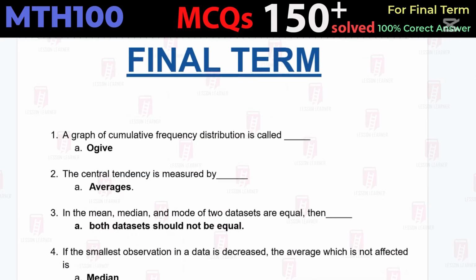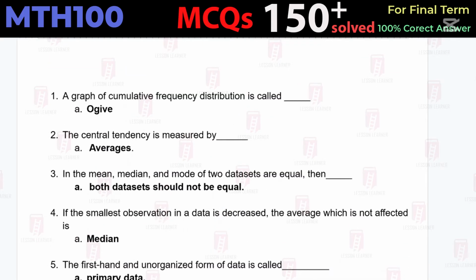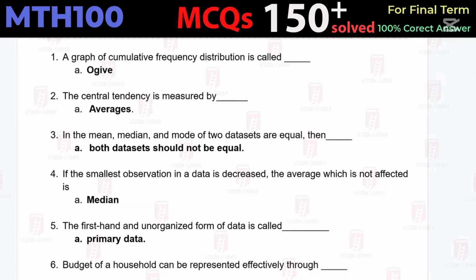First is: a graph of cumulative frequency distribution is called OGAIF. The central tendency is measured by averages. If the mean, median, and mode of two data sets are equal, then both data sets should not be equal. If the smallest observation in a data set is decreased, the average which is not affected is median.